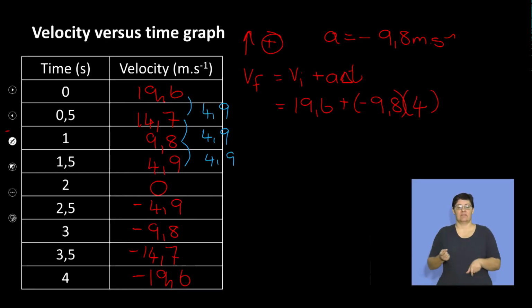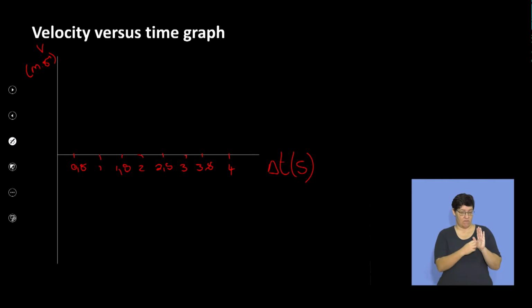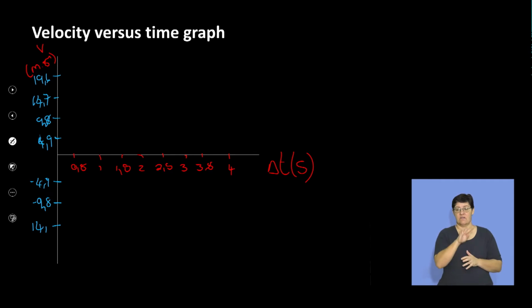That means when I get to my graph, I can go 4.9, 9.8, 14.7, 19.6. Minus 4.9, minus 9.8, minus 14.7, there's a minus there, and minus 19.6. Okay, I've got all my points, don't forget your 0. This is an accurate graph, so you would plot it nicely.